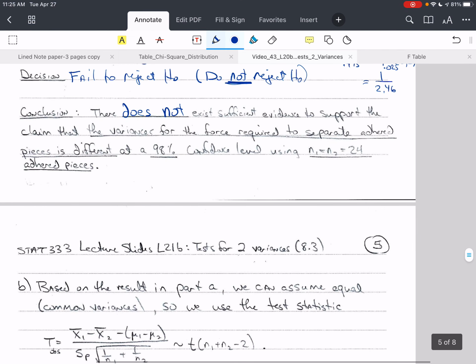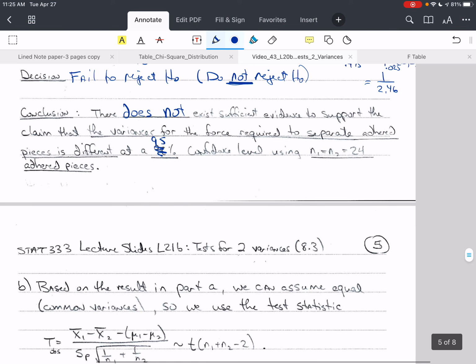Where is it? Here we go. At a 95% confidence level using N1 equals N2 equals 24 glued pieces or adhered pieces. So N1 plus N2 equals 48. Just remember that. N1 is 24 and N2 is 24, and they're different.